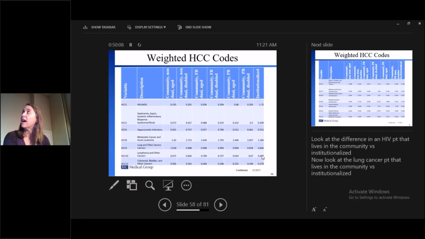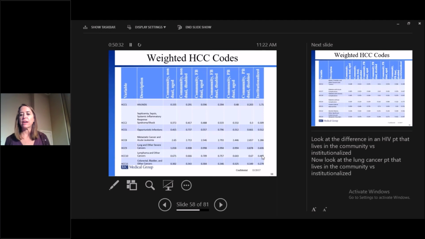So I have a whole lot of slides here for you, and I'm not going to zip through all of these. I'd just like to take a look at a few things here. Look at the difference in an HIV patient that lives in a community versus institutionalized. For their score, that community-based person has a score of 3.35 versus an institutional, which is 1.71.